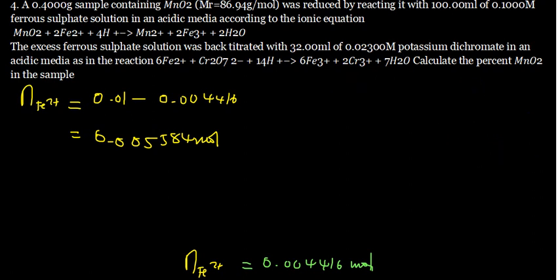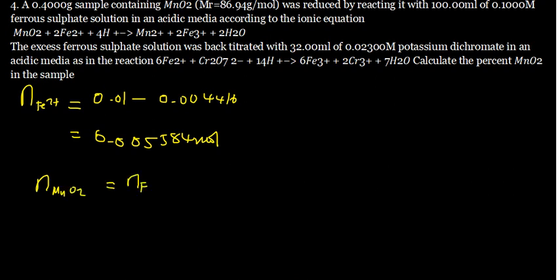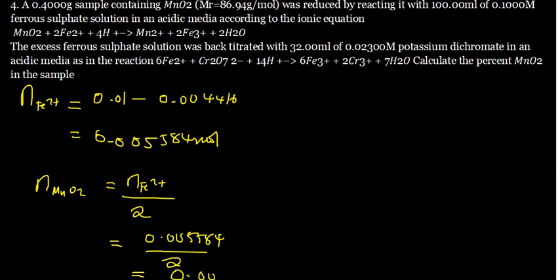And then we should be able to determine from the balanced reaction how much manganese oxide reacted. So the number of moles of manganese oxide is going to be equal to the number of moles of iron 2 plus over the coefficient, which is 2. So 0.005584 divided by 2 will give us the number of moles of manganese oxide, and that is 0.002792 moles.